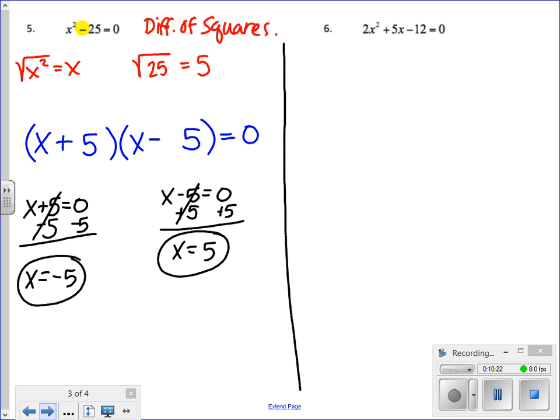All right, for number 6, 2x squared plus 5x minus 12. There are 3 terms in this polynomial.